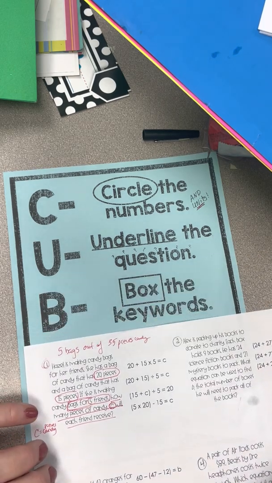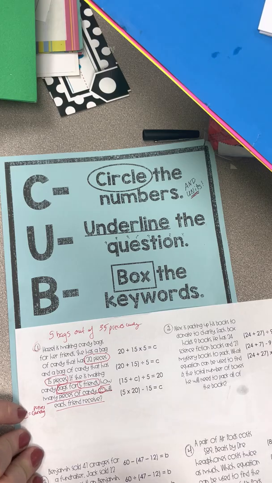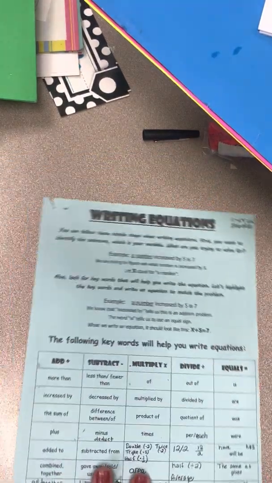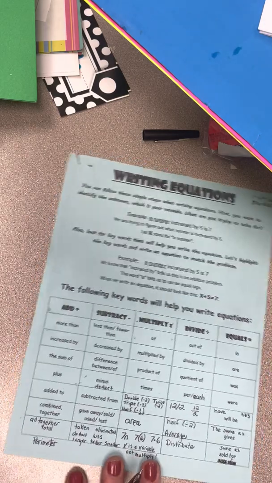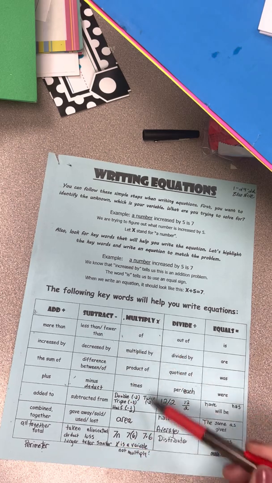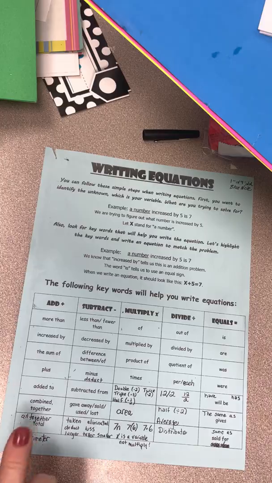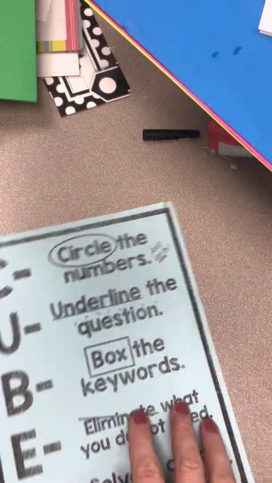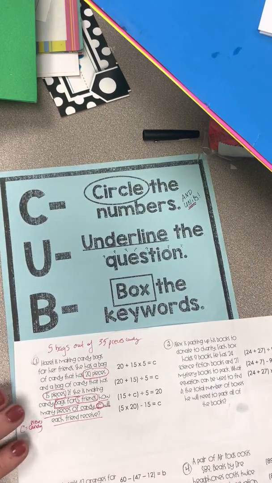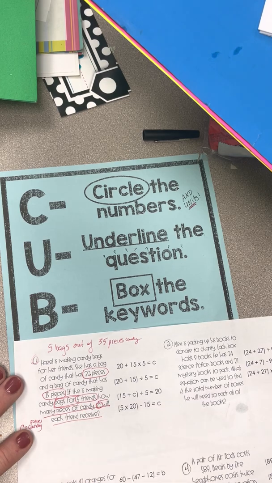Now let's look for keywords. Keywords are words that let us know what to do. And you'll get this sheet when you come back to school. Here I have listed words that mean add, subtract, multiply, divide, and equal. You should already know these. You should have been using these in 5th, 6th, 7th grade, but that'll just give you a little refresher. And here I see my 20 and 15, those are pretty close together.